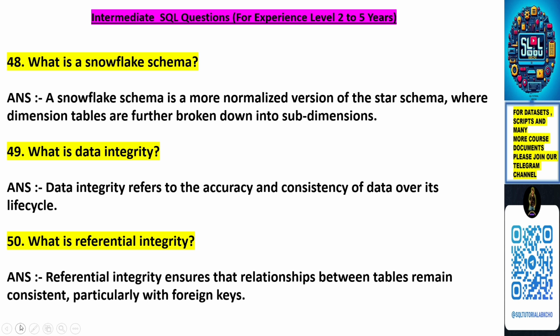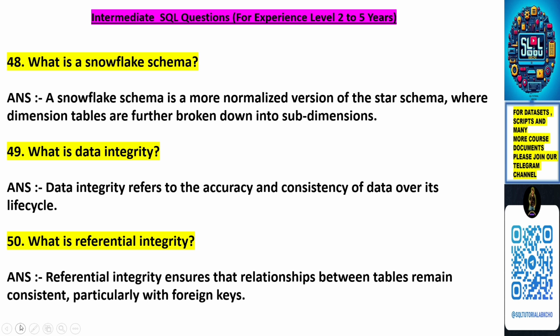Now the 50th question, so what is referential integrity? Okay, so referential integrity ensures that relationships between tables remain consistent, particularly with foreign keys. So basically referential integrity is like, if you have two tables and there is a foreign key and primary key relationship between them, then it must be ensured by the foreign key that no bad data is inserted into the table other than what is available in the parent table.